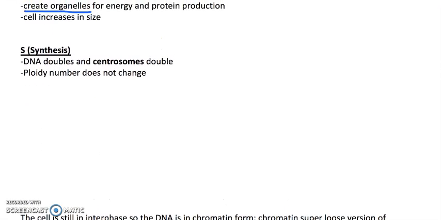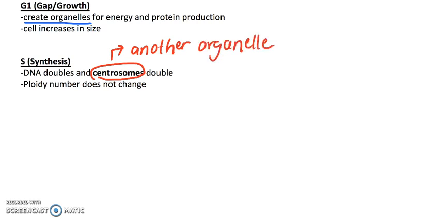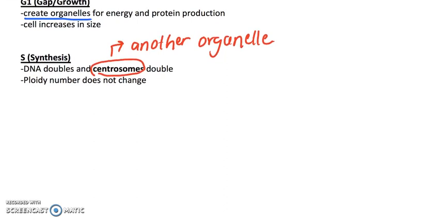Okay, now on to synthesis. This is where your DNA and your centrosomes double. So I haven't mentioned what centrosomes are yet. This is another organelle that is important for mitosis. Even though the DNA doubles, the ploidy number does not change. Okay, so let me show you an example.